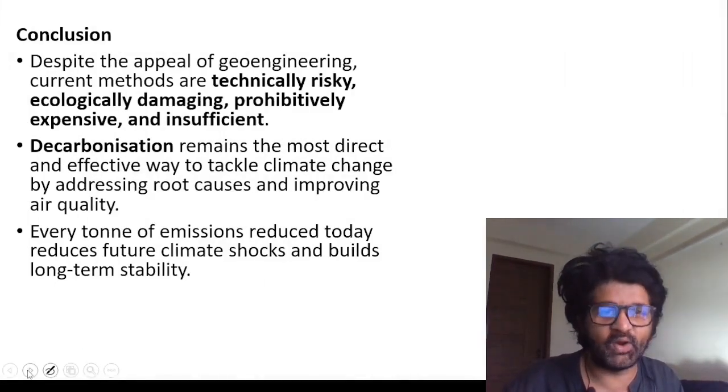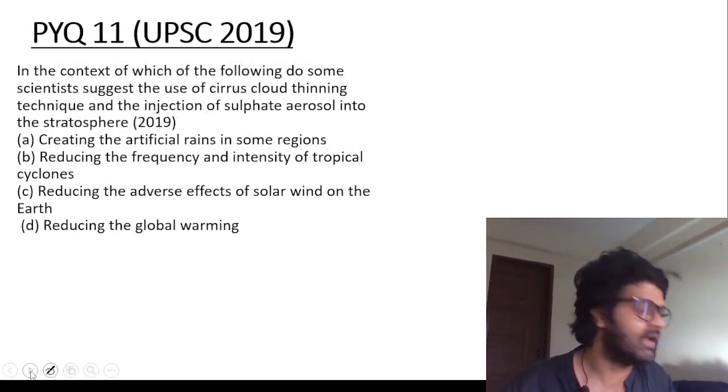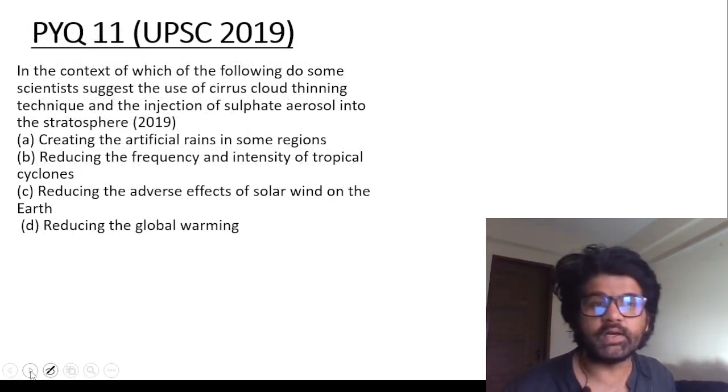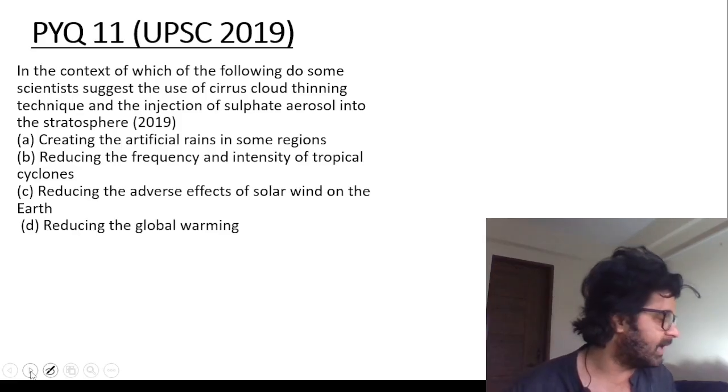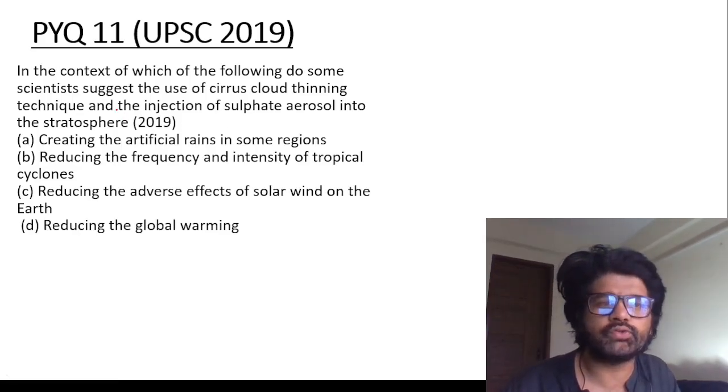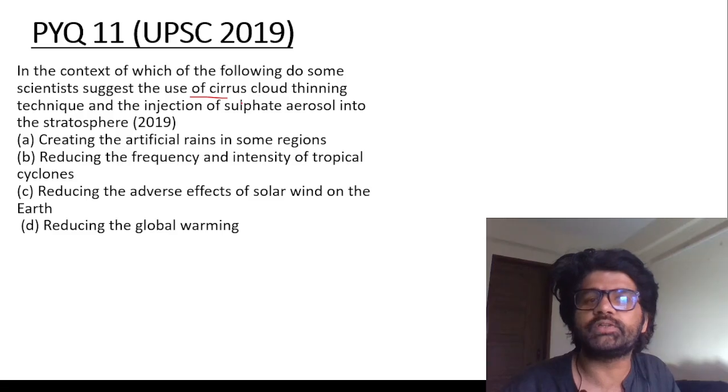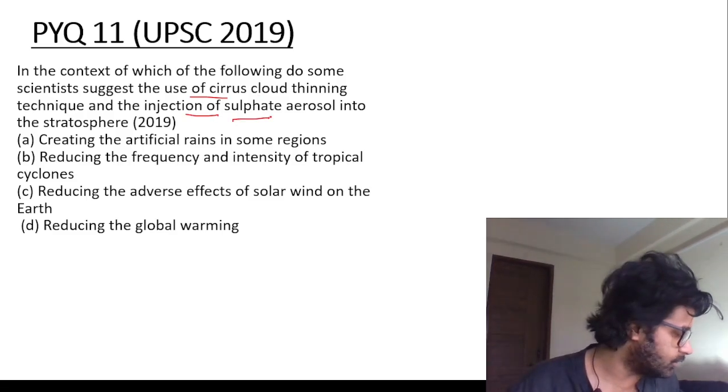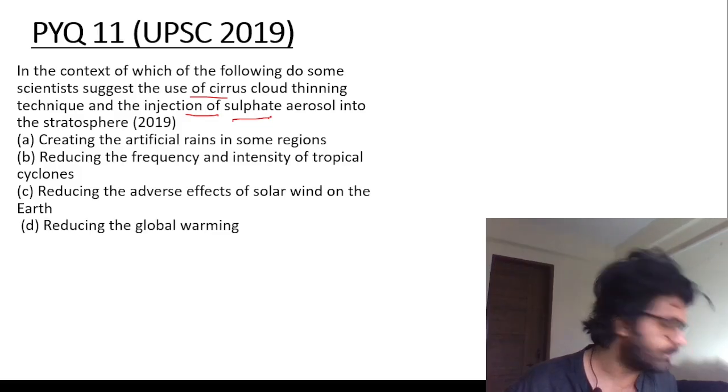So you read all these things, hope you understood the basic rationale. Let's solve some questions, then you'll be able to remember stuff in a much better manner. In the context of which of the following research, some scientists suggest use of cirrus cloud thinning and injection of sulfate aerosol into the stratosphere. We have talked about sulfate aerosol, guys.